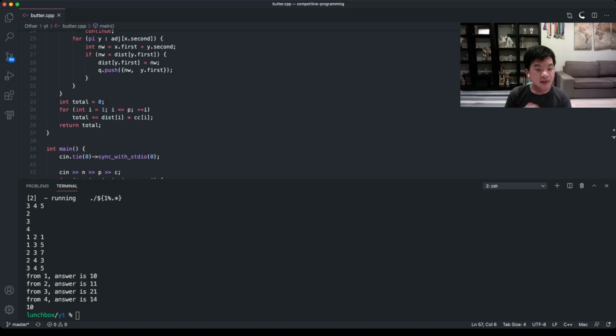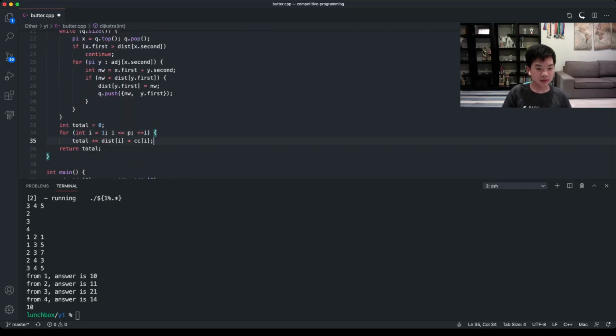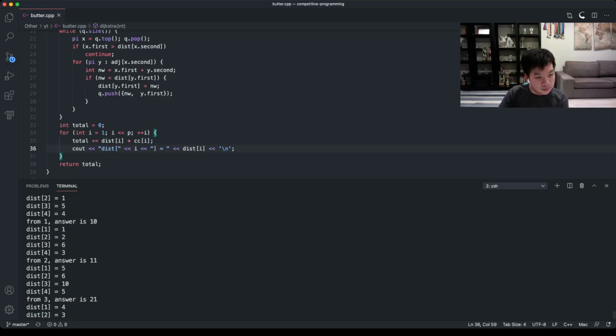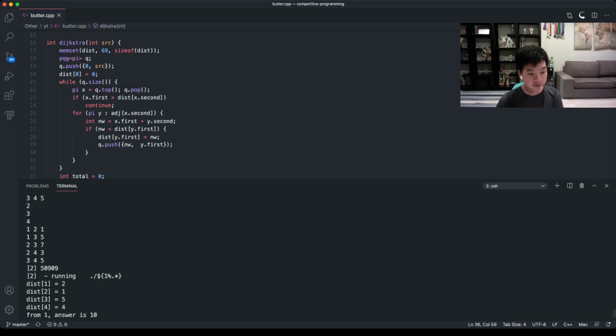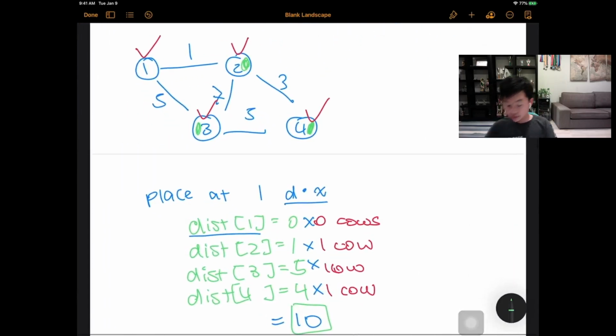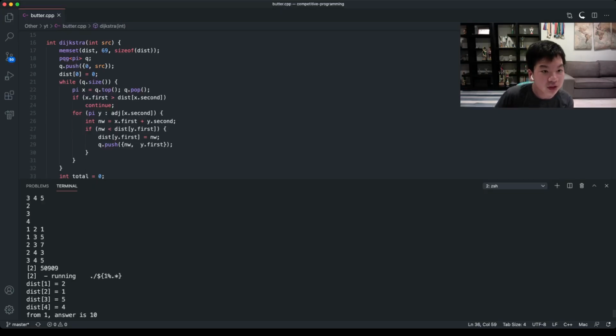Okay, so distance of I times CC of I. Alright. So what I'm going to do here is print distance of I is equal to distance of I. Okay, so distance of 1 is equal to 2. Distance of 2 is equal to 1, 5, and 4. So if you take a look back here, what we have for 1 is 10154, which is not what we have here. Okay, so for 1, it should actually be 0.